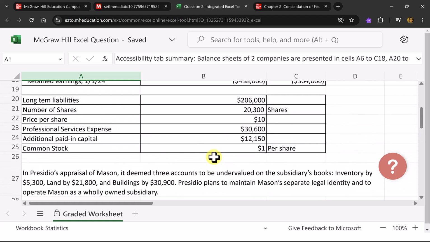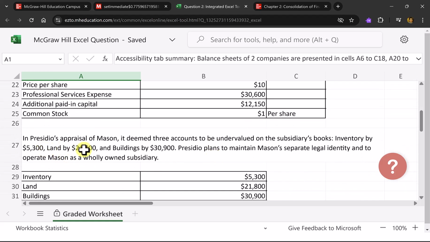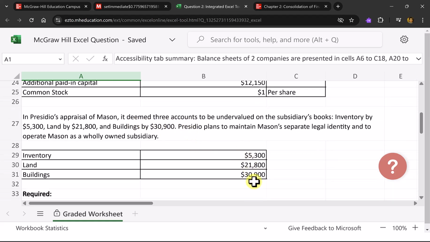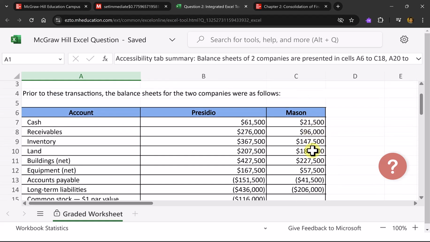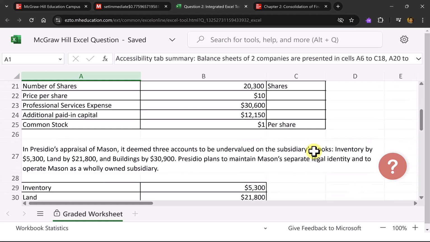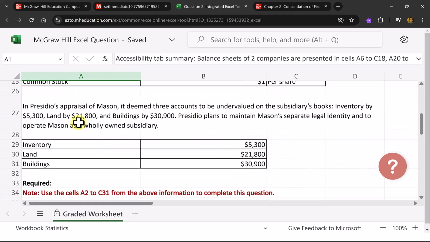Let's see, additional information we're given. Presidio's appraisal of Mason. We have 3 assets that are undervalued. In other words, these costs here for the 3 assets of Mason are low, undervalued. So here they're telling you the additional amount it's worth. And again, they're putting it into a spreadsheet format so we can refer to these cells in our formula below.